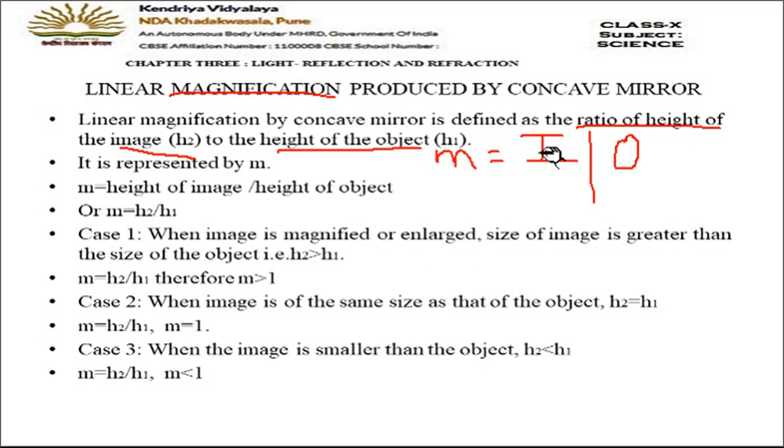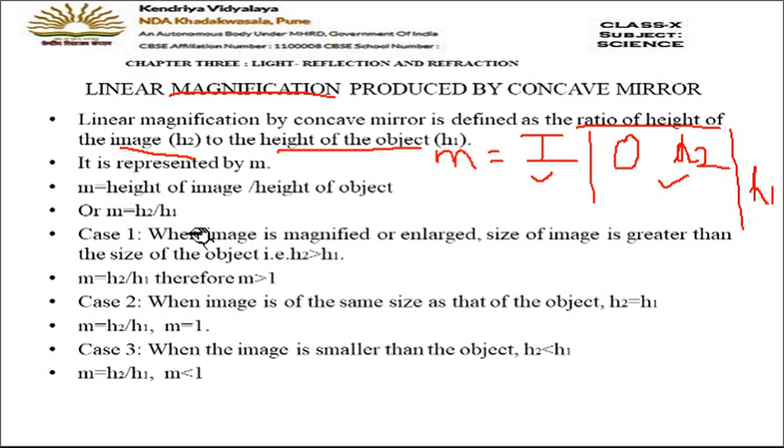And now here the image height is represented by h2 and the height of the object is represented by h1. So you can write it as h2 by h1. Okay, you can write in this format also or you can write in this format also. Both are the same. Fine. So this is magnification. Magnification is the ratio of the height of the image upon the height of the object.